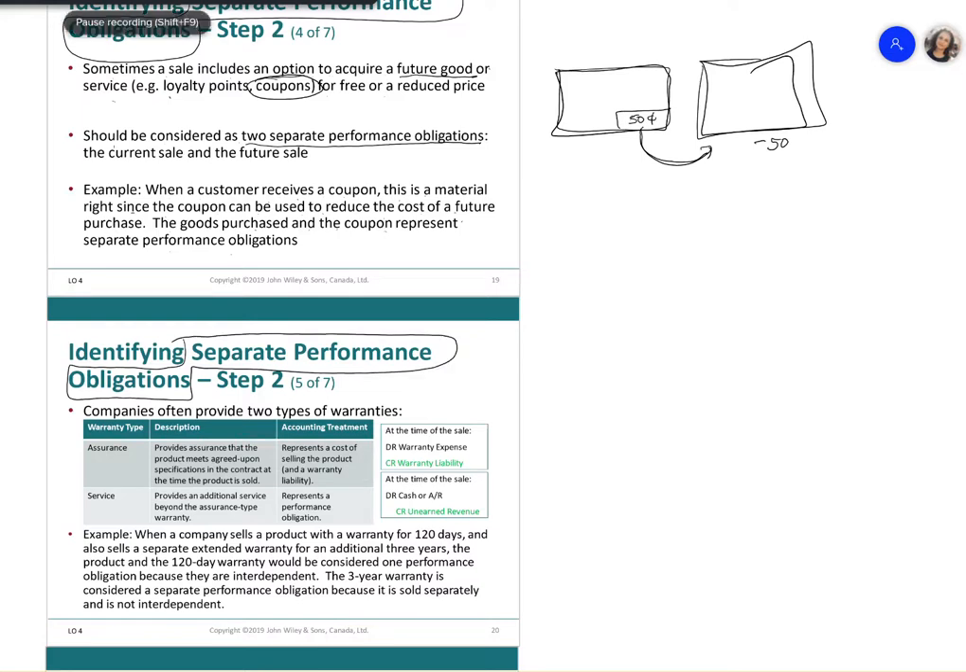There are two types of warranty. One is a service type warranty, and the other is an assurance type of warranty. One, the assurance type of warranty, is an expense approach, whereas the service type of warranty is a revenue approach. So those are the different ones.